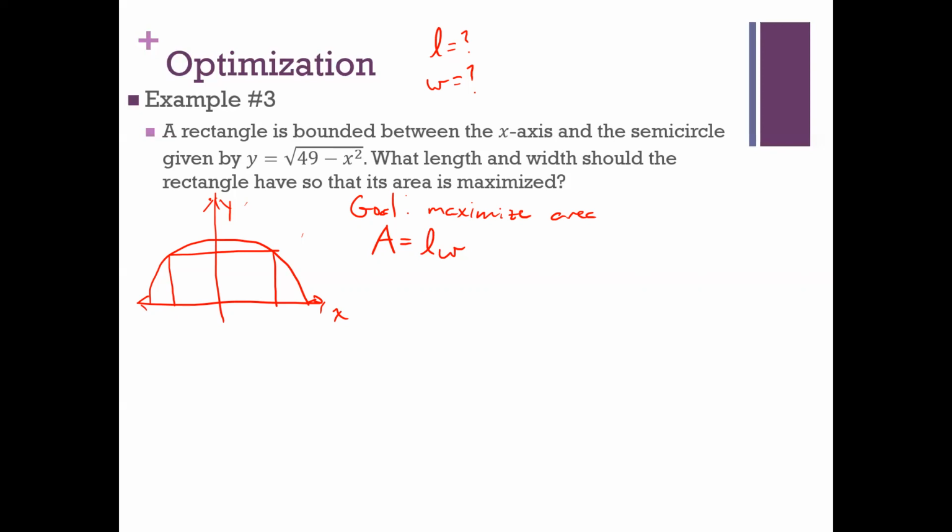What else am I constrained by here? Can I just draw any rectangle I want? No. It basically has to have its corners on that semicircle, right? That was kind of how I drew it, but these points here. So the restriction is the equation that restricts me. It's the equation of that semicircle, radical 49 minus x squared.